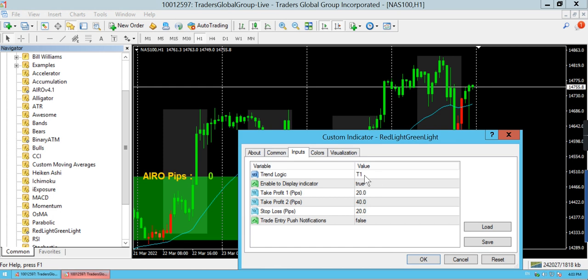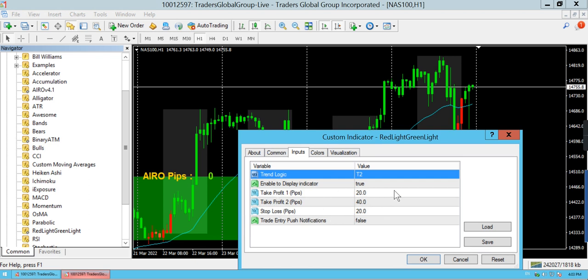And then I use the T1 trend logic. That's my preference, but you can use either. T1 brings up counter trend and trend trades. T2 brings up mostly trend trades. I'm usually scalping NASDAQ, so T1 would generate more trading opportunities for me. But I'm going to put it on T2 just to see what happens if I just want to follow the trend.